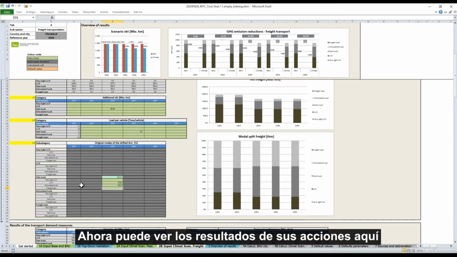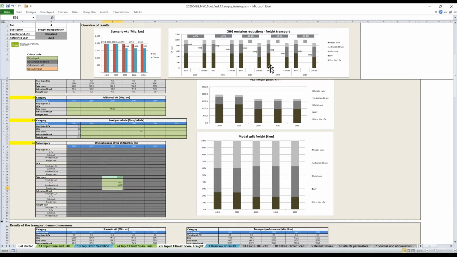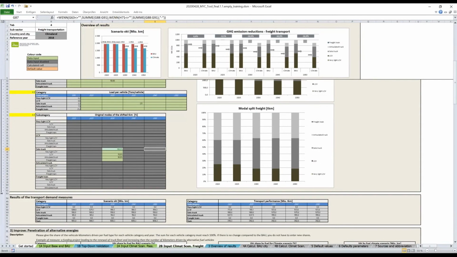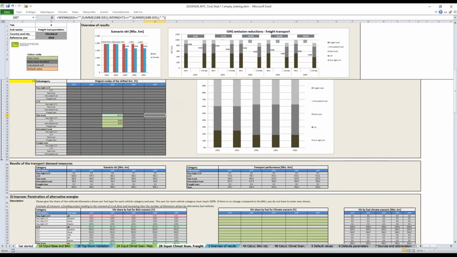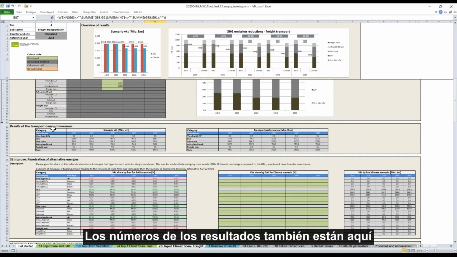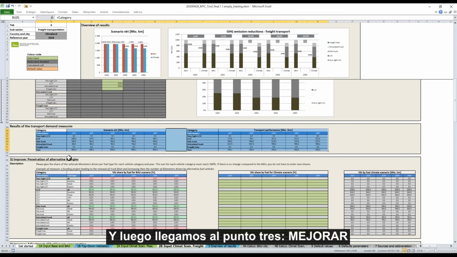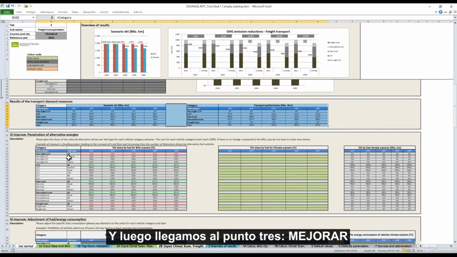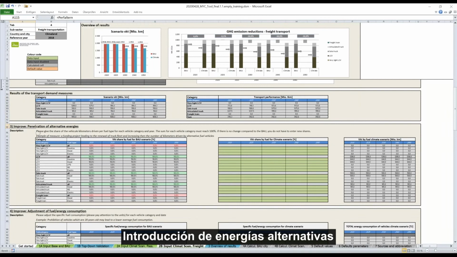You can see the results of your action here. The results are also here in numbers. And then we get to point 3, improve penetration of alternative energies.